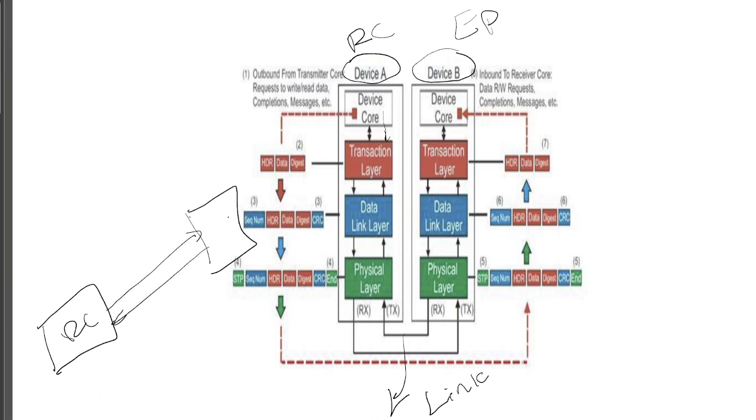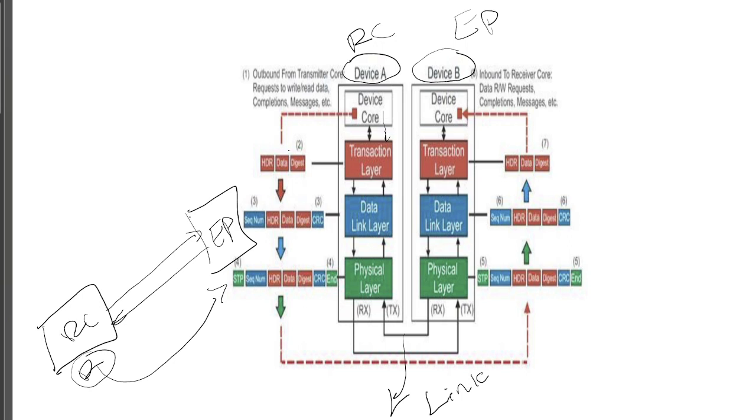From the top layers of device A, you get information like what type of request I have to send from the RC to the EP, what type of data I have to send, whether it is memory or config, what tag I have to use, and what request ID I have to use. Everything comes from the top layers. Once getting data from the top layers, the transaction layer will do the packet generation.